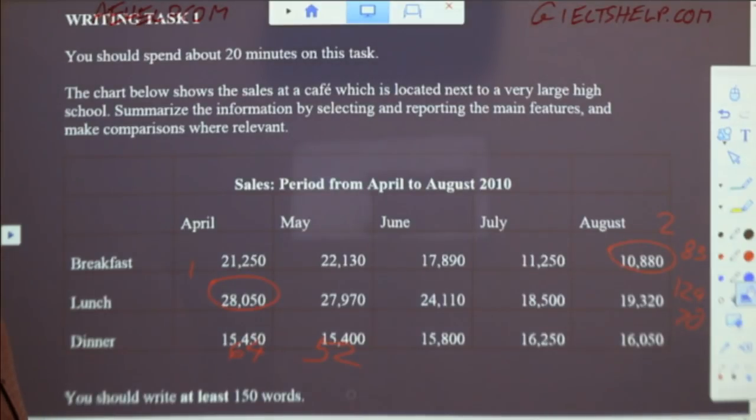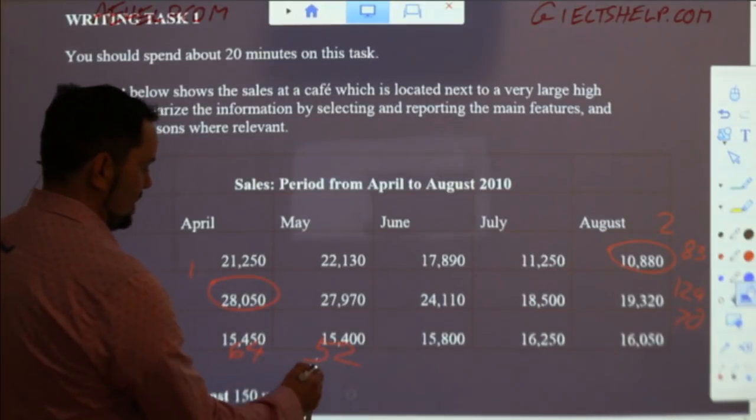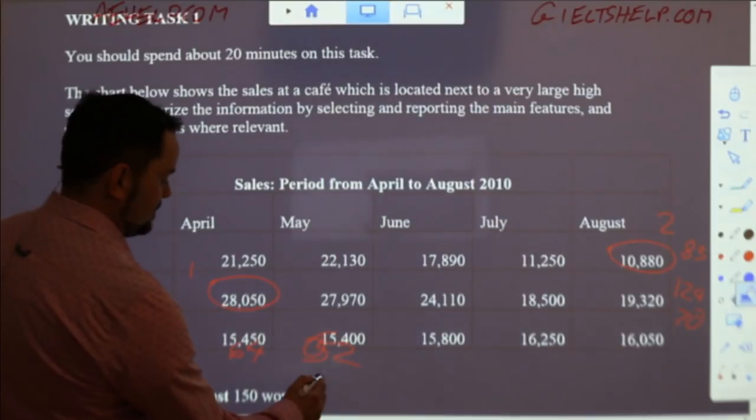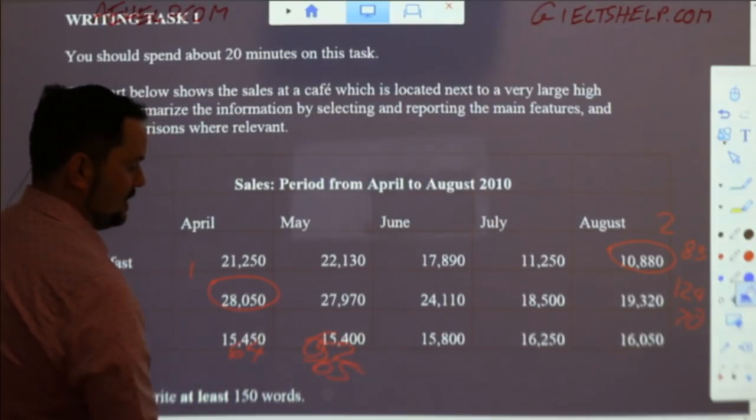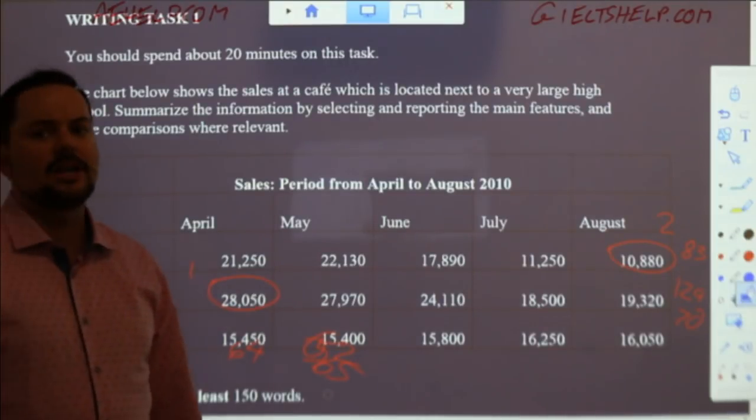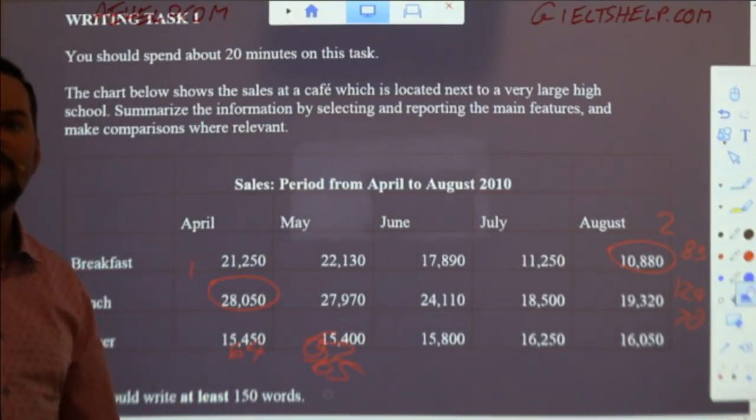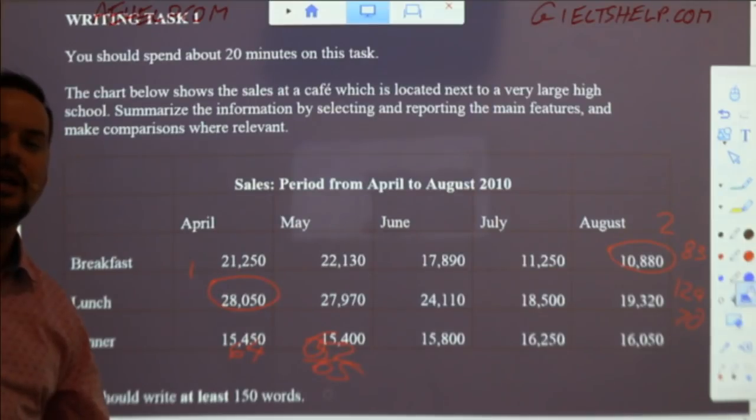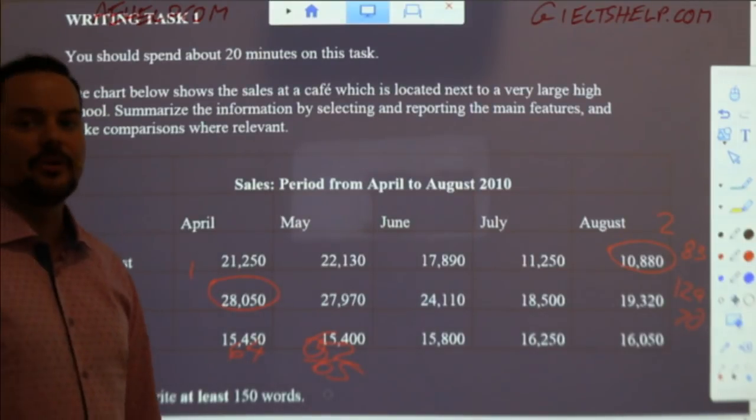Somebody said May is 65. Okay, let's make a correction there. 65. Okay, anybody get the total for June? No, it doesn't take a lot, Karen. It should only take you about 3 minutes, but it'll definitely make your life a lot easier when you write. You'll catch up that time in your writing.